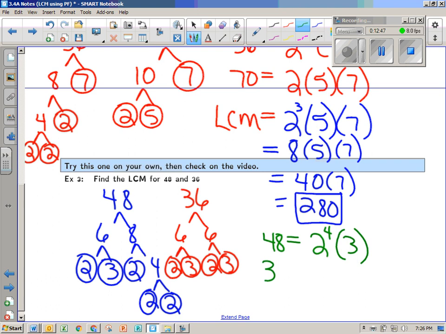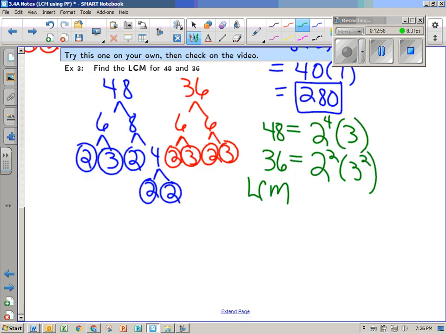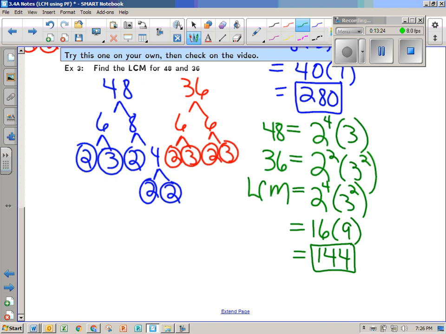And 36 is 2 2's and 2 3's. So 2 squared times 3 squared. So the LCM is going to be the largest power of each factor. So the largest power would be, for 2, 2 to the 4th, and for 3, 3 to the 2nd. So that's 16 times 9, and that is 144.